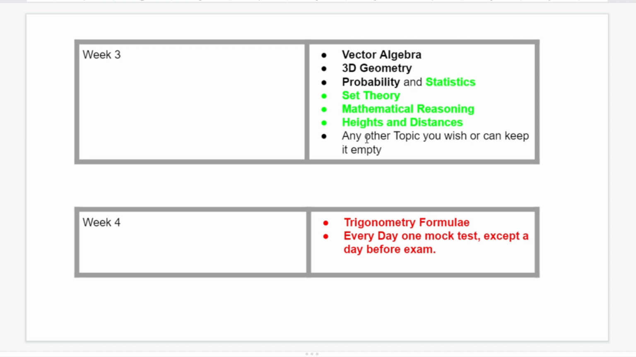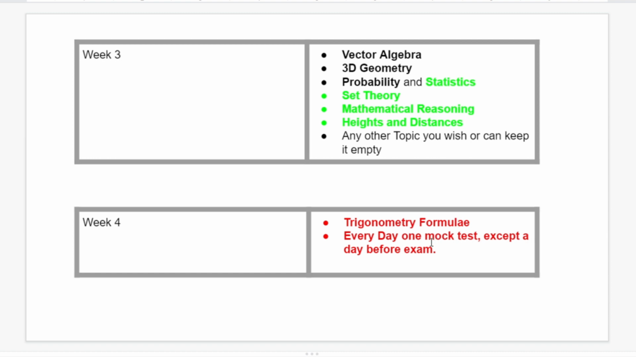I have included another slot for any other topic that might get excluded, like inverse trigonometry, or maybe permutations and combinations. I didn't include permutations and combinations because many of you would consider it a difficult topic, but if it is a chapter you have a good grip on, you can definitely include it here. And week 4 will be your exam week.